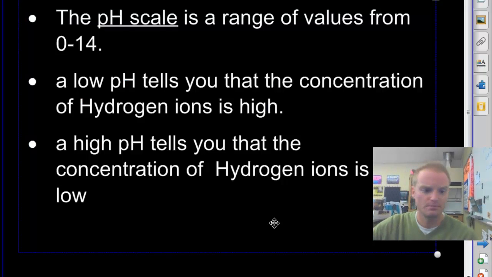So a low pH tells you that the concentration of hydrogen ions is high. It's kind of weird to think about. So the lower I go, the higher the concentration? Yes, the lower you go on the scale, the more H+ ions, the higher the concentration is, the more they're packed into that space. On the opposite side of that, a high pH tells you that the concentration of hydrogen ions is low. So as you get closer and closer to 14, there are fewer and fewer H+ ions and more OH negative. But the scale is determining the H+ ions is what it's focusing on.